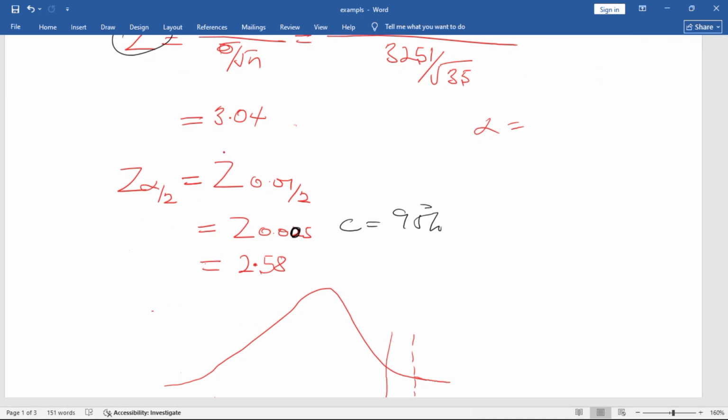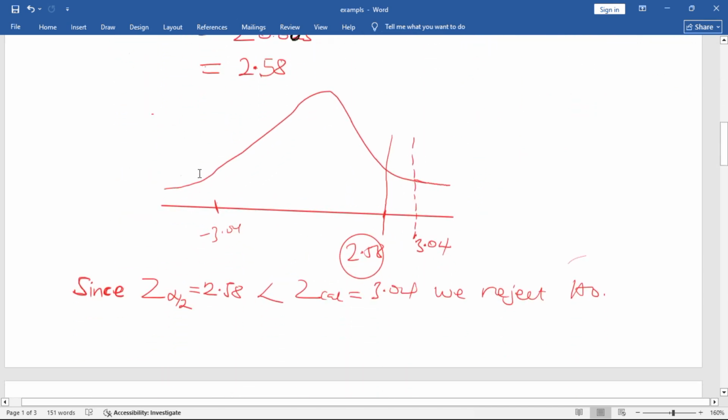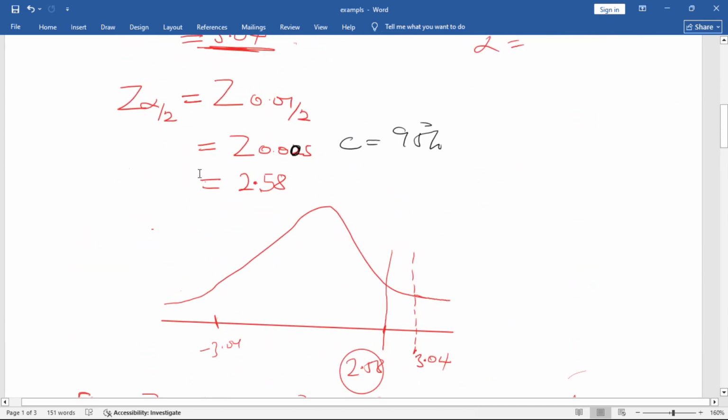So right now we have our z to be 3.04, and then we have our z subscript alpha to be 2.58, since it's a two-tailed test. It's a two-tailed test because our alternative hypothesis carries the not-equal sign. So we have to divide our alpha by 2. I've taught you how to solve this. Here we are calculating our z critical, so we are going to get z subscript 0.01 divided by 2, since it's a two-tailed test.